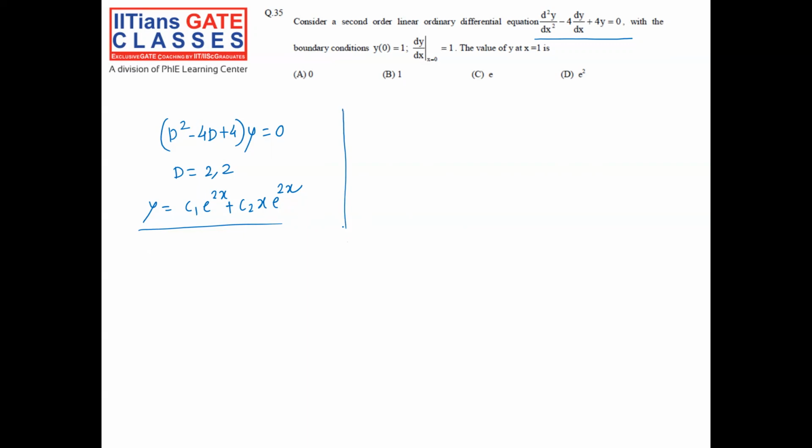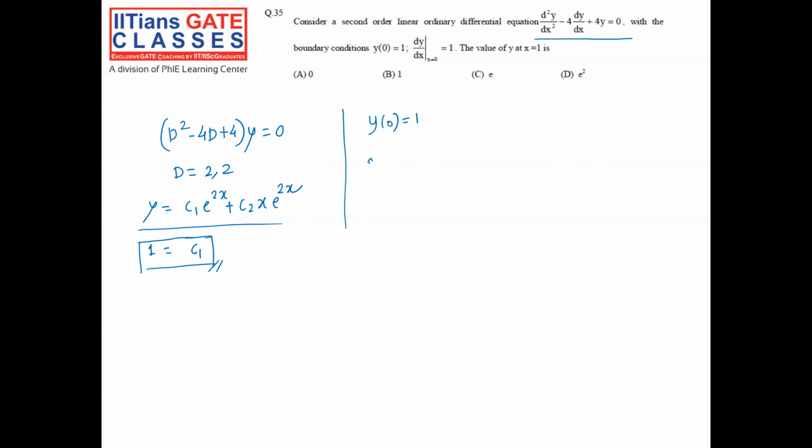The first initial condition is y of 0 equal to 1. When you put x equal to 0, the value of y is 1. So 1 equals c1 e to the power 0, which means 1, plus c2 into 0. So the next part is 0. So c1 equal to 1 is what we'll get from the first boundary condition, or the first initial condition.